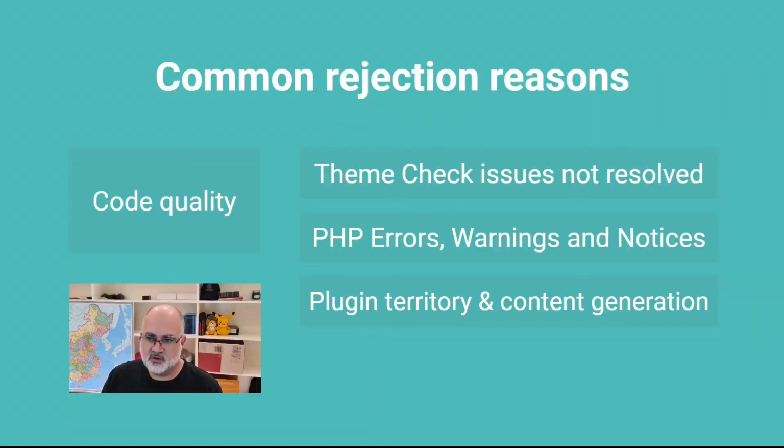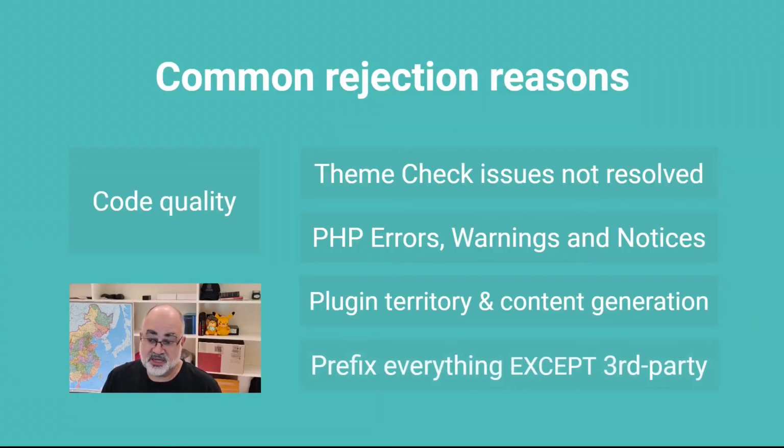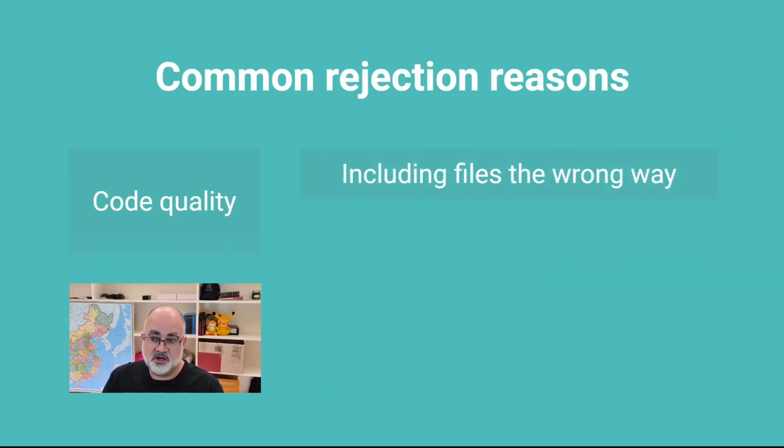And then also on the code quality side, make sure you prefix everything except for third-party libraries. And we see both of those a lot, with people not prefixing everything or people actually prefixing third-party libraries. So please be careful with those. We see files being included the wrong way. Everything needs to be enqueued properly, and the correct functions need to be used to provide the path to the file. That's really important. So things like child themes can load the right files.